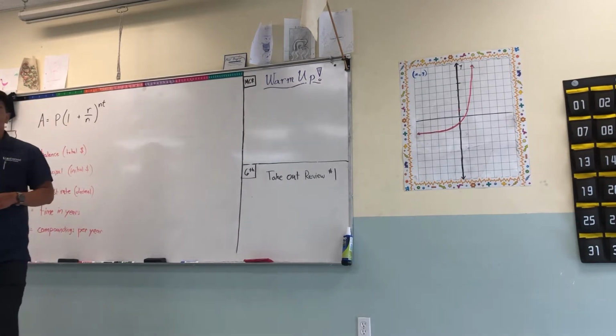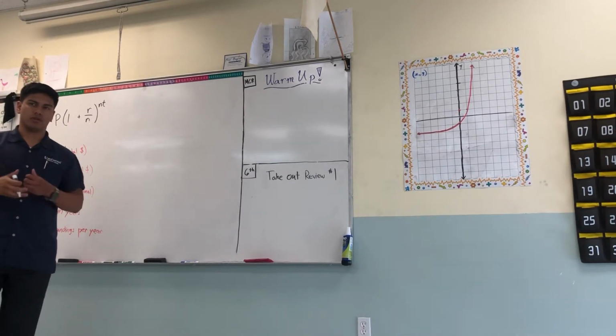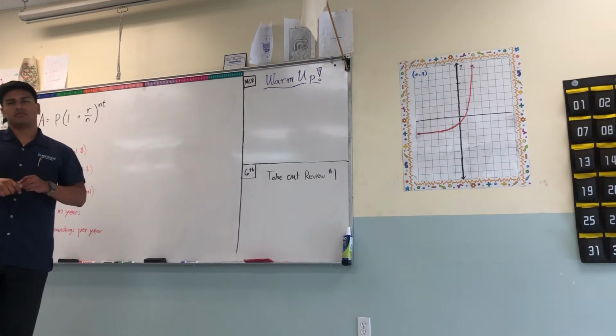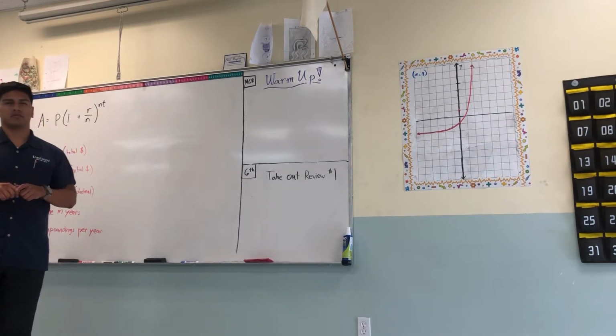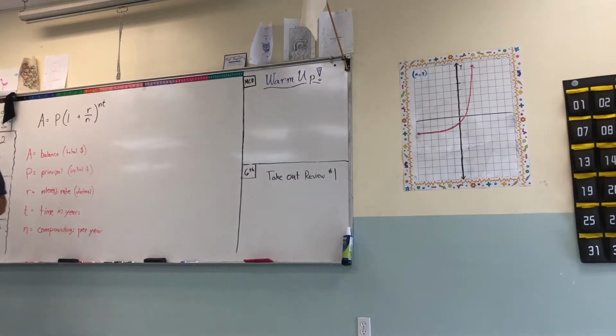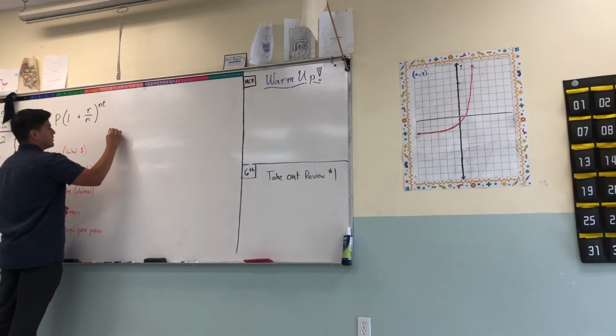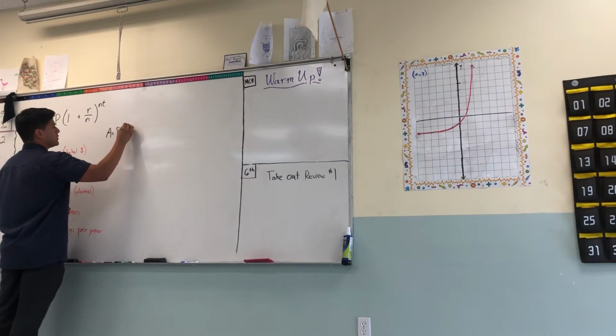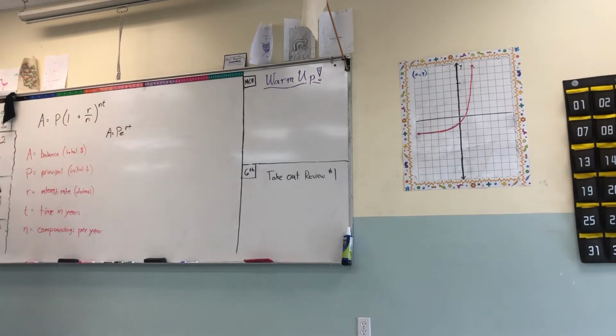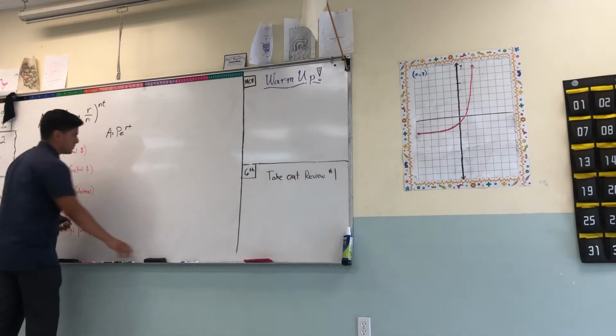You know what? We're not gonna do the continuously one because that's just another formula. It's easier, but I don't wanna confuse you guys too much. The formula is A equals P e^(rt). You just use e, that value, that's 2.7.